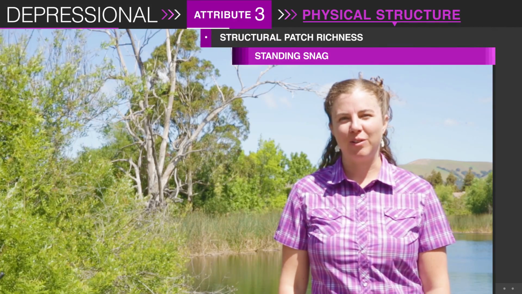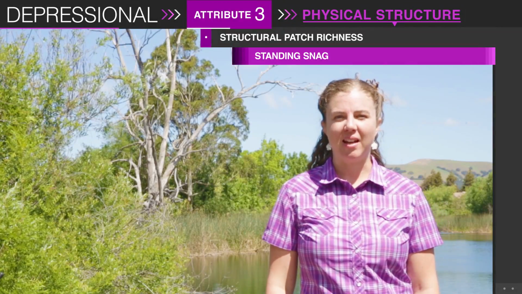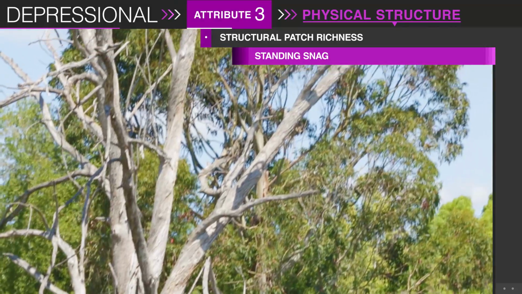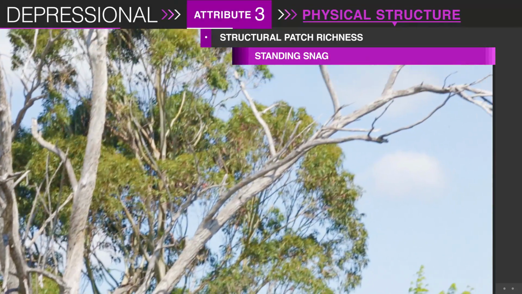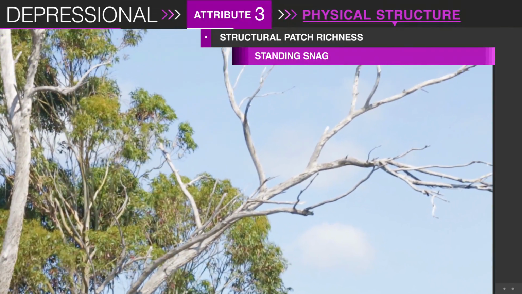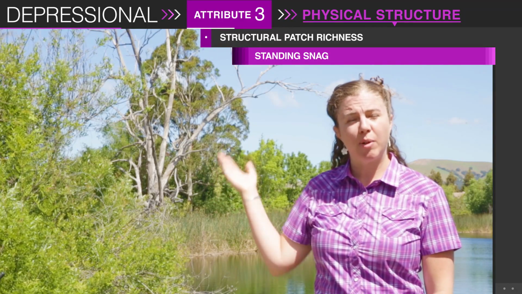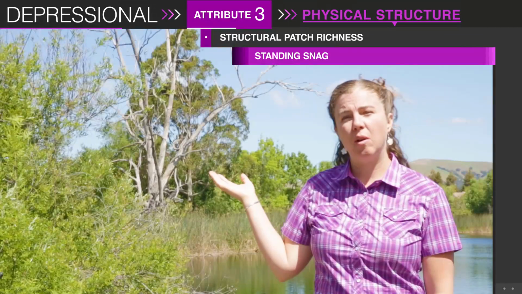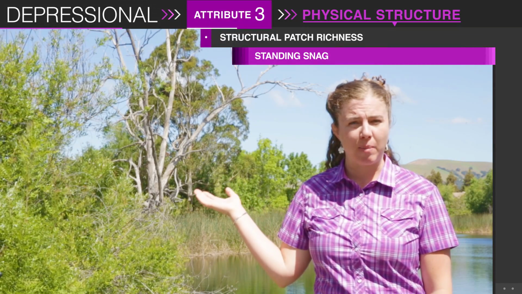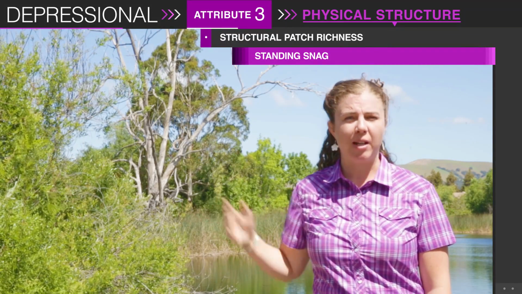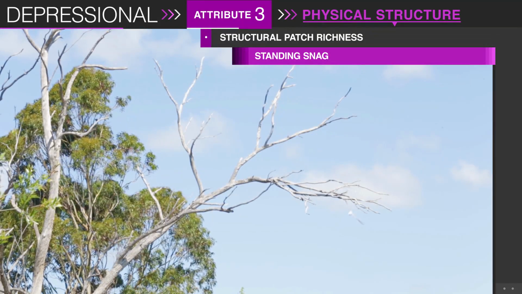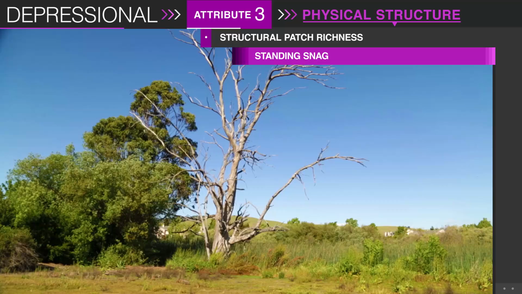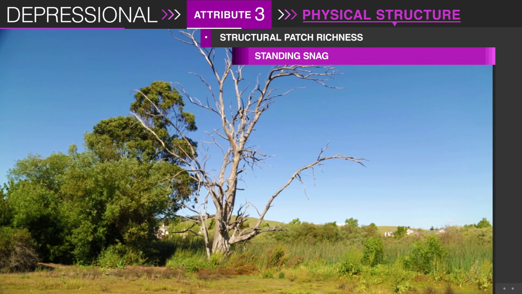Here at Tyson's Lagoon, we have a great example of a standing snag. A snag is any dead tree that is still standing upright, is at least 3 meters tall, and at least 10 centimeters in diameter. Snags provide great perching habitat for songbirds and raptors, and also potential nesting habitat for small mammals or birds such as woodpeckers. In this case, the birds can use the snag to overlook the wetland and interact with the wetland from that perch.